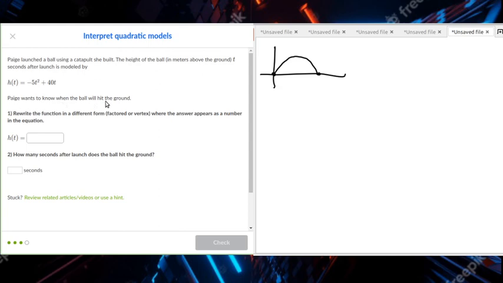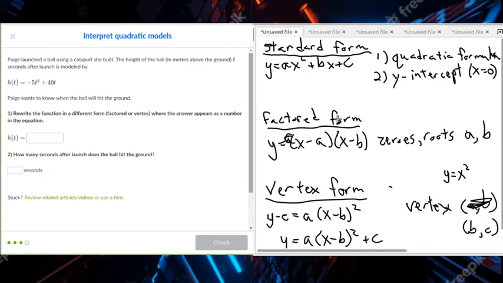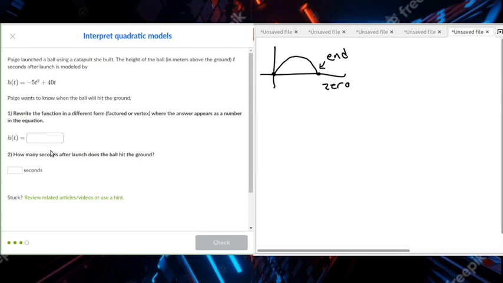Paige wants to know when the ball hits the ground. When does the ball hit the ground? That's one of my big ones. That's when does it end. All right, and that tells us that we want a 0. So if we want a 0, then we want the factored form. So I'll rewrite the function in a different form, factored form, where the answer appears in the equation.